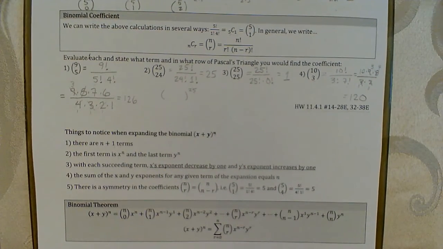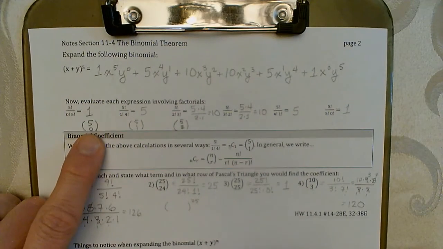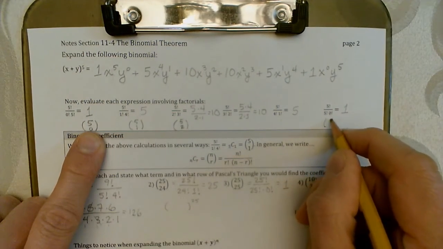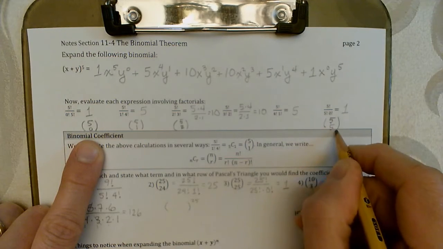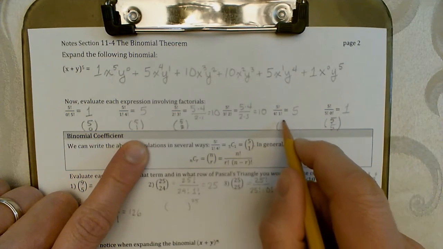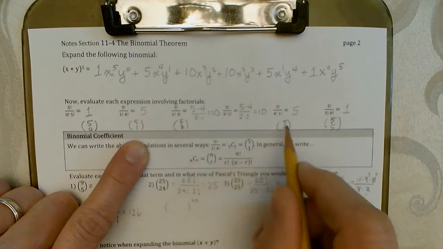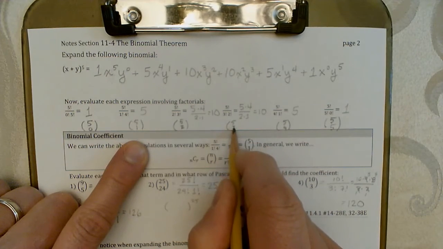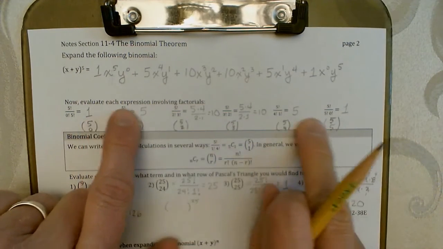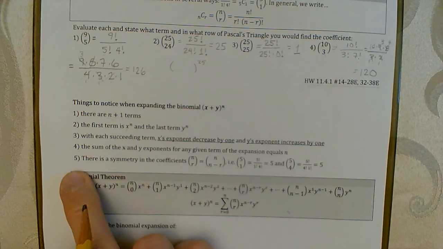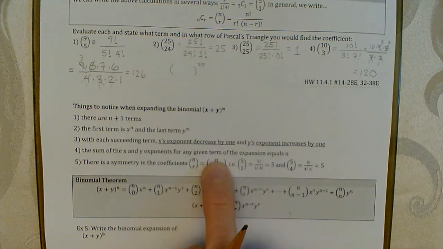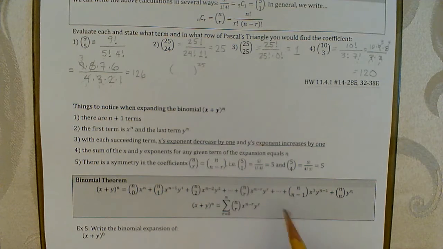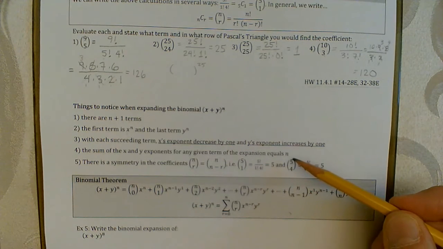And then there's symmetry in the coefficients. So for example, a combination of 5 choose 0 is the same as a combination of 5 choose 5. A combination of 5 choose 1 is the same as a combination of 5 choose 4, and so on. 5 choose 3 will be the same as 5 choose 2. So they're both 1, they're both 5, they're both 10. That's what this last thing to remember, number 5, is saying: a combination of n choose r is the same as the combination of n choose n minus r. So 5 choose 1 is the same as 5 choose 4.